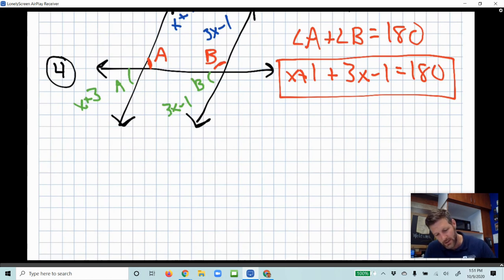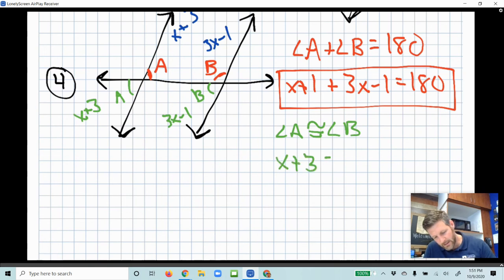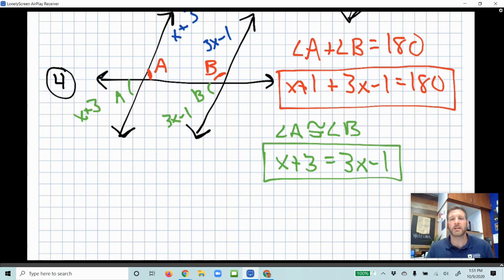If they're congruent, then I know that angle A is congruent to angle B. So I know that x plus 3 equals 3x minus 1. And I could go ahead and solve it that way and find out what x is. So knowing your angle relationships among these transversals is what's going to allow you to then write the equations in order to properly solve them.